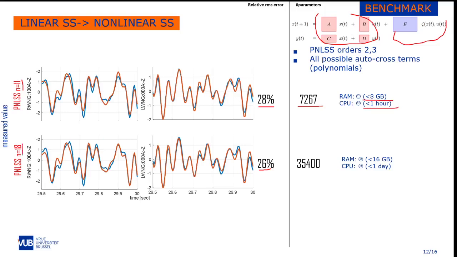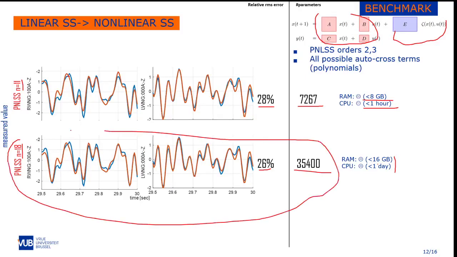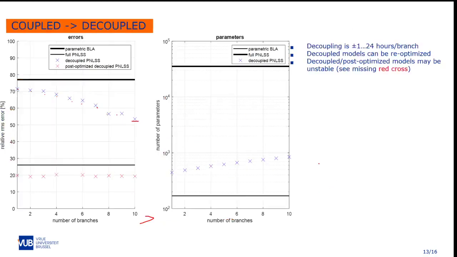And in the 18 states case, you can see that we have more than 35,000 parameters, which means double memory. So 16 gigabytes and 1 day of computation. So it's a really high price, but we have a very nice fit. So the final step will be to illustrate the power of the decoupling technique. And to do so, I will take this scenario with the 35,000 parameters, and I will apply the decoupling technique.